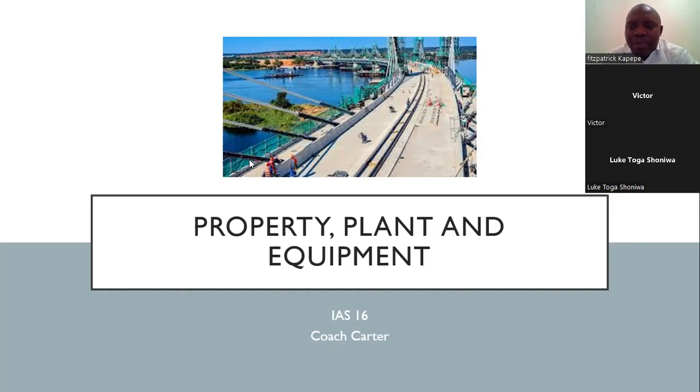Yesterday, the day before yesterday, we looked at borrowing costs, which is IAS 23, and we then went to grants, which is IAS 20. So once we are done with this, hopefully tomorrow we'll look at IAS 40 on investment, and we'll be done with all the elements under non-current assets. Then we can start looking at other standards. I know we have already looked at IAS 36 and IAS 1.